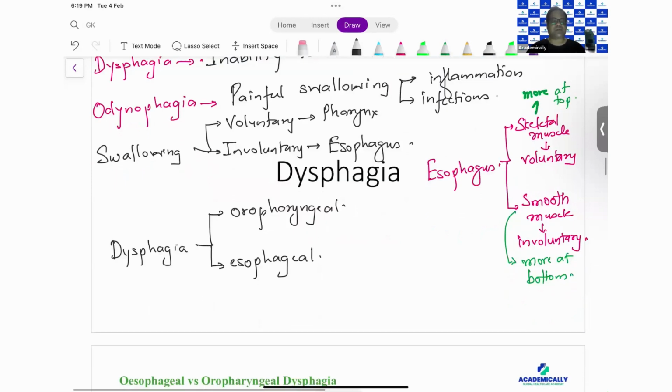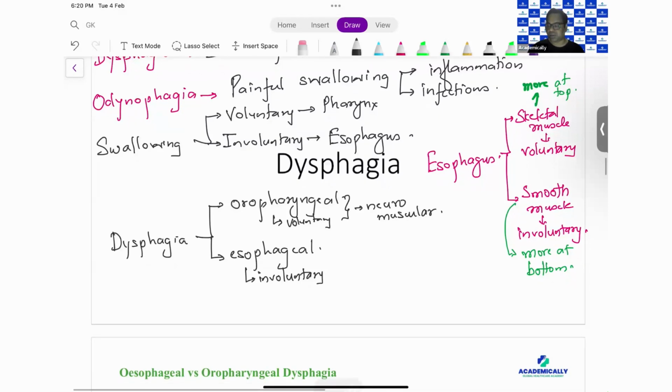All right. So that is why we have two distinct types of dysphagia. One is oropharyngeal, which affects the voluntary phase, and the other is esophageal, which affects the involuntary phase. And this is more often neuromuscular in nature. So it is secondary to neurological disorders and muscular disorders. All right.